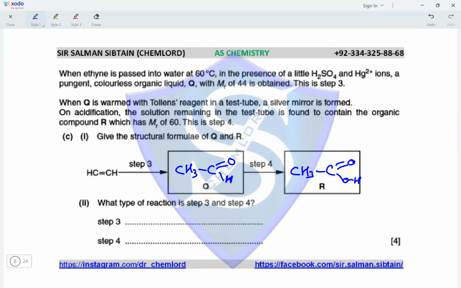So what type of reaction are steps 3 and 4? Step 3 would be an addition reaction because we have two carbon atoms. We've got four hydrogen atoms and one oxygen atom. So two hydrogen and one oxygen has been added onto the ethyne molecule. So this is an addition reaction. And step 4 is conversion from aldehyde to carboxylic acid, which is known as oxidation.